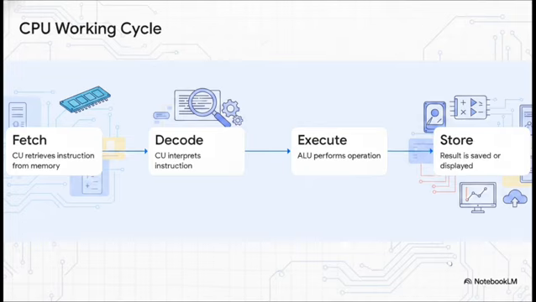And finally, step 4 is store or output. The final result is either saved back into the memory or it's displayed right there on your screen. Fetch, decode, execute, store. Your CPU is running through this cycle millions, sometimes even billions of times every single second. No way, right? It's incredibly fast.